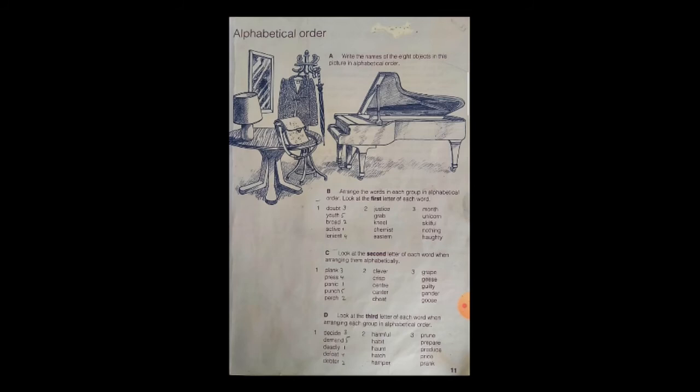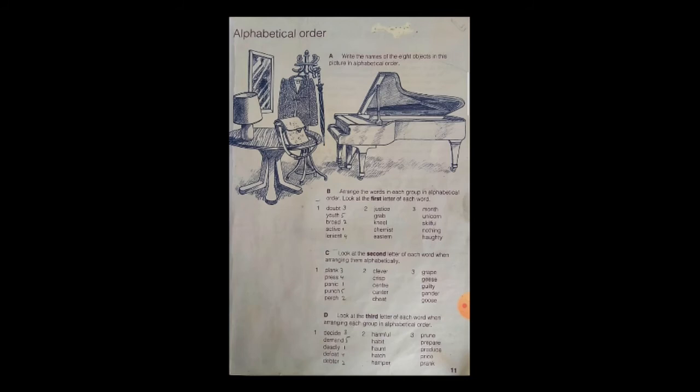So I write 1 on active, and second is broad. The first letter is B. So after A, B comes. So second is broad. Third is doubt. Fourth is lenient, and the last is youth. The first letter of youth is Y, so it comes at the end.